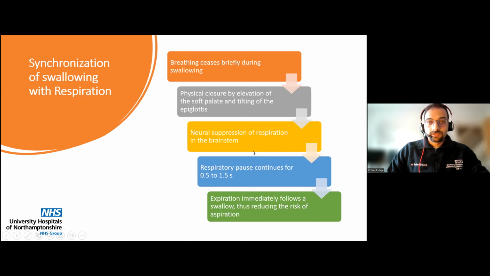There is neural suppression of respiration in the brain stem. And then the respiratory pause continues for around half a second to 1.5 seconds. This is followed by expiration immediately, which reduces the risk of aspiration.